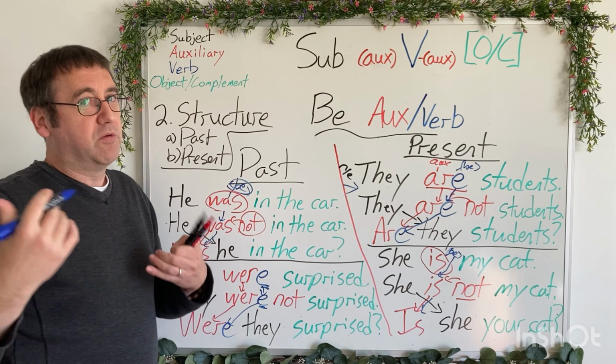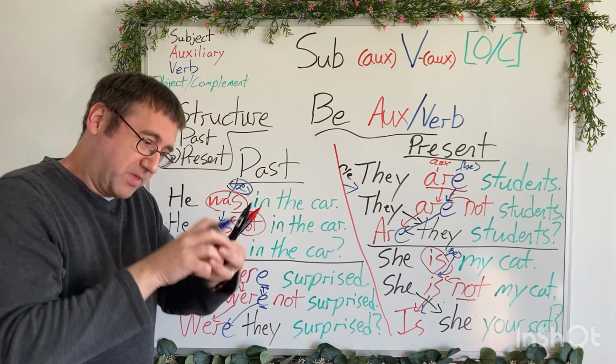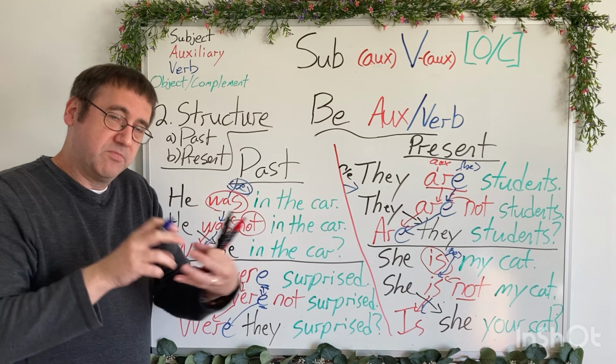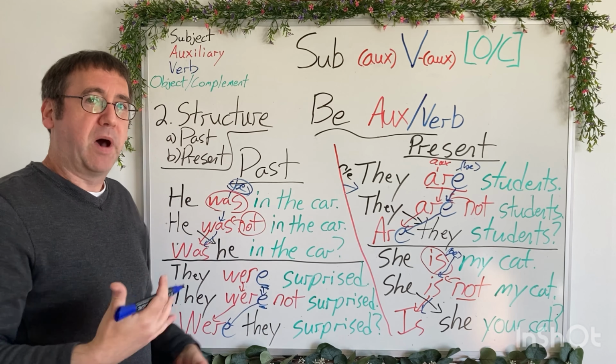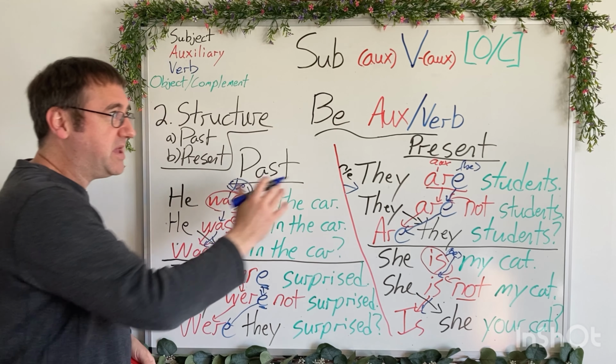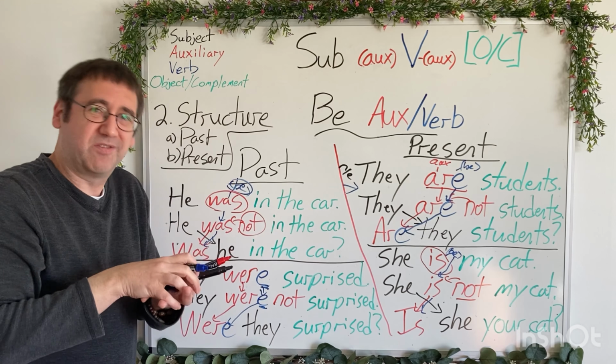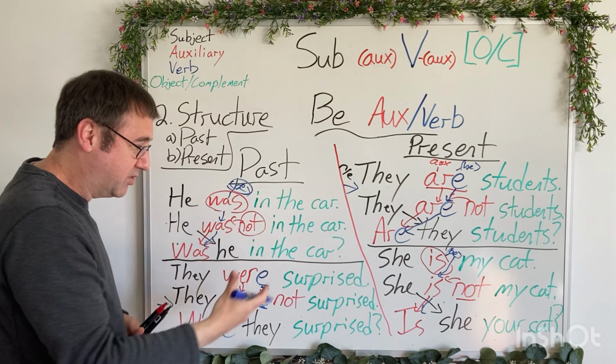With the other auxiliaries, you can put them together, take them apart. Did run, ran. Did walk, walked. Do run, run. Does run, runs. Right? And so you put them together, take them apart, and move the auxiliary around by itself. But be auxiliary verb, they're stuck together. You have to move them together.